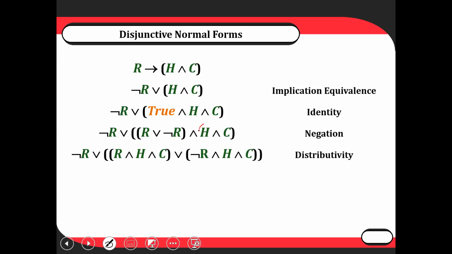What we've done here is we've taken this expression and distributed it onto the not R and the R, right? Since this is an and and this is an or, we can distribute and get R and H and C. So now we have a full conjunction. And here we have not R and H and C, another full conjunction. So all three of the variables are represented, and they're separated by this disjunction.